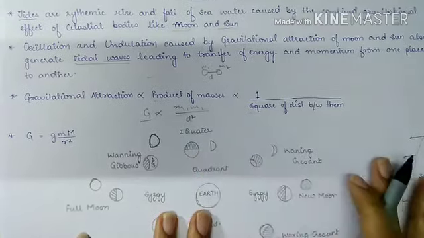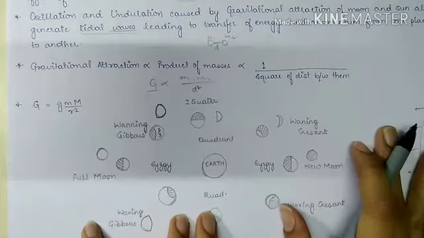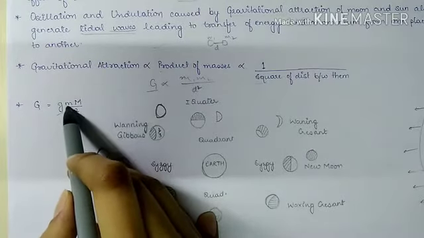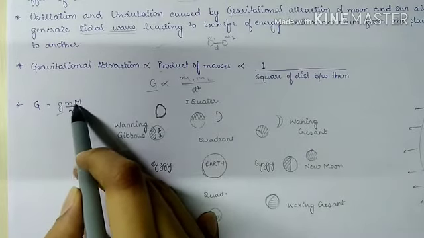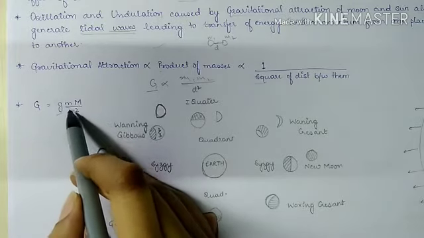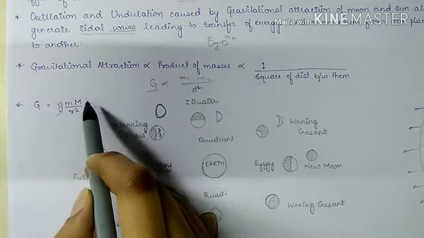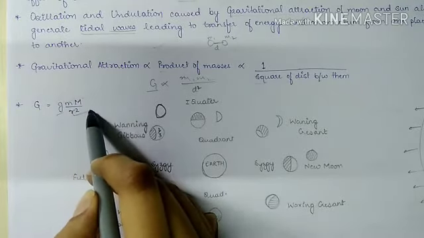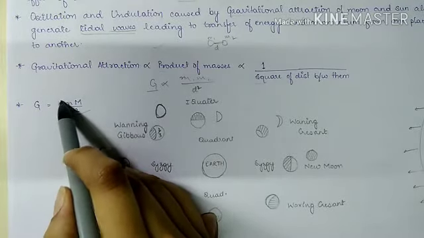The basic mathematical formula for the gravitational attraction is F equals G M1 M2 upon R square, where G is the gravitational constant. So these are the masses of the two bodies, this is the distance between them, and this is the gravitational constant.